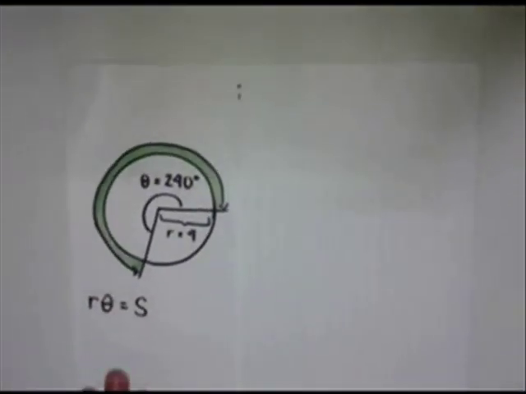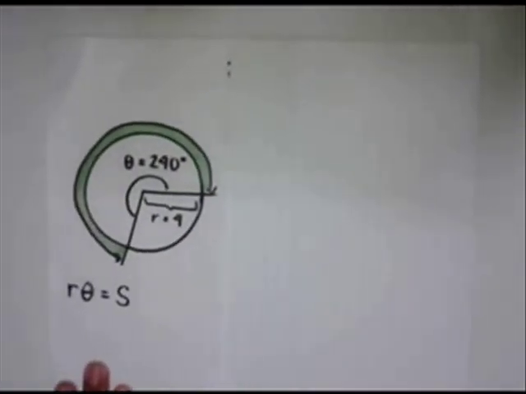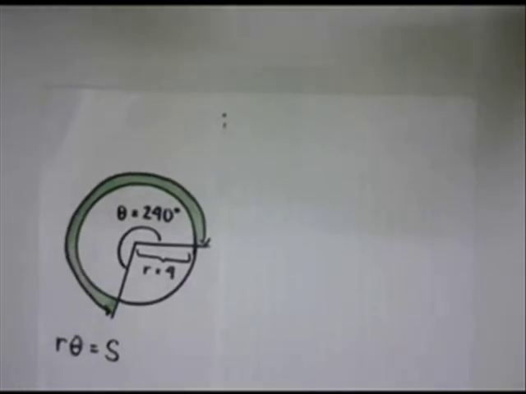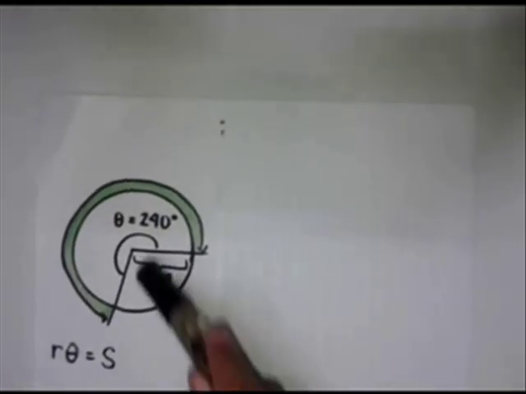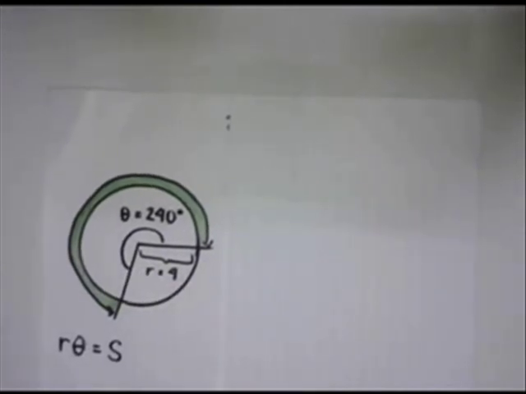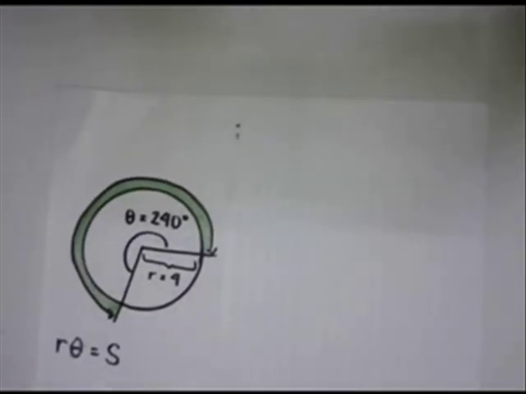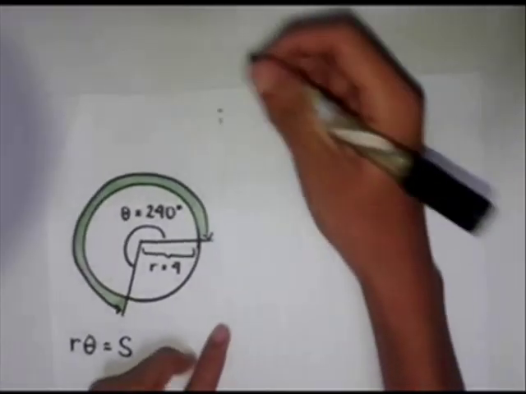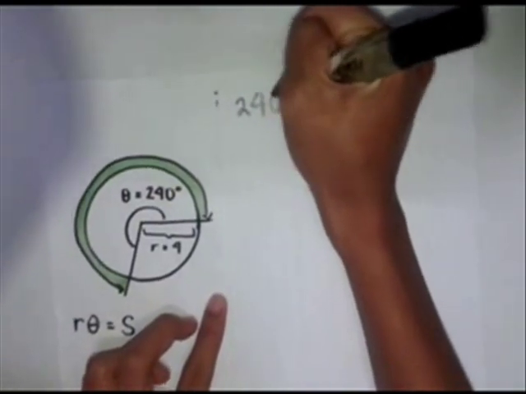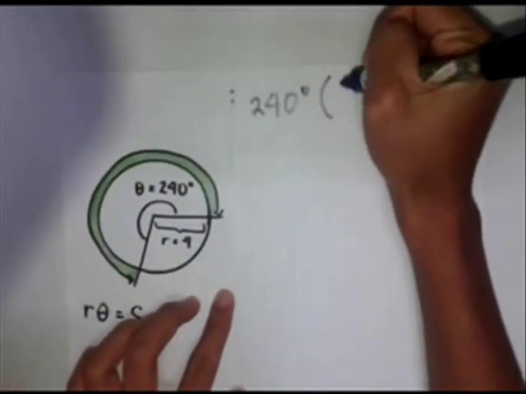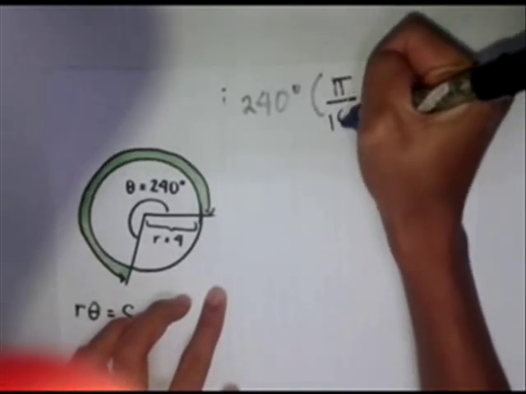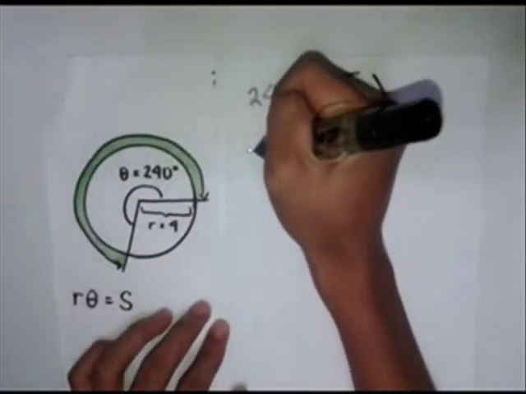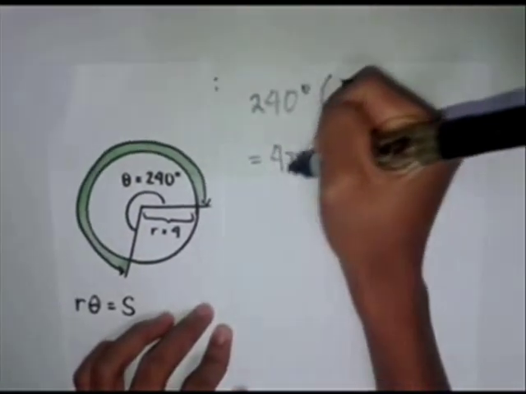As the given equation, arc length is a product of the central angle measured in radian and the radius of the circle. In this given problem, we cannot use the equation yet, since theta here is in degrees. To use the formula, we need to convert 240 degrees into radian measure. By multiplying 240 degrees by pi all over 180, we can find the radian measure of 240 degrees, which is equal to 4 pi all over 3.